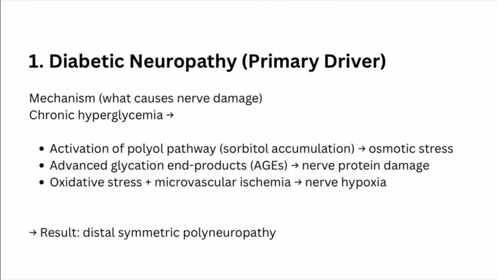Among these mechanisms, neuropathy is the primary driver. Chronic hyperglycemia leads to nerve damage through several pathways. There is activation of the polyol pathway, leading to sorbitol accumulation and osmotic stress. There is also formation of advanced glycation end products, which damage nerve proteins. In addition, oxidative stress and microvascular ischemia reduce oxygen supply to nerves. The overall result is distal symmetric polyneuropathy.